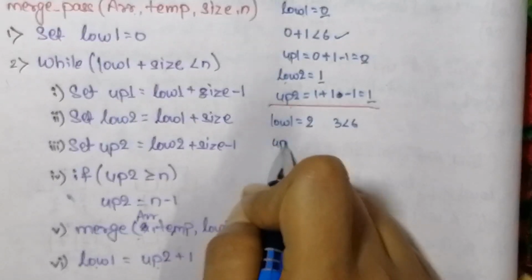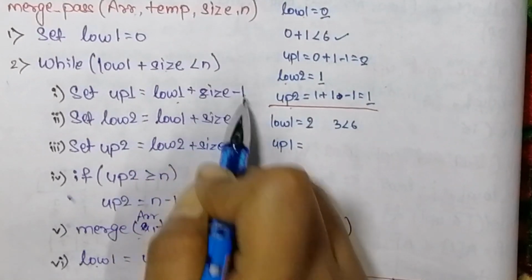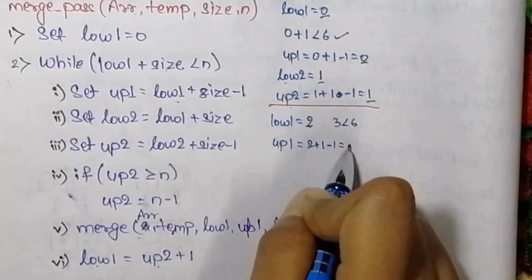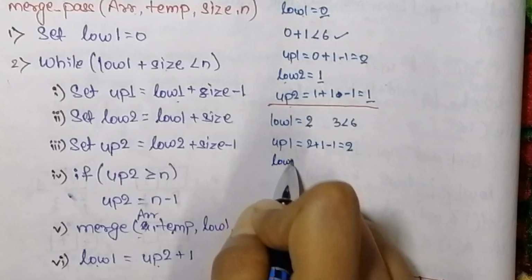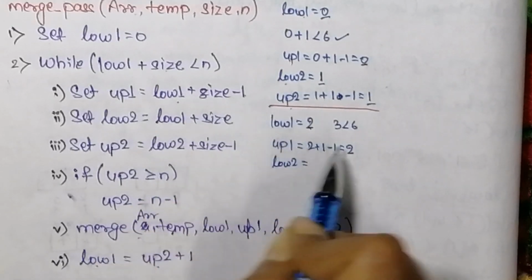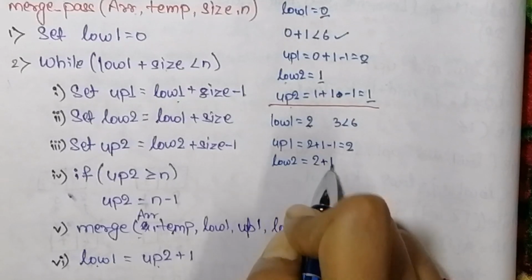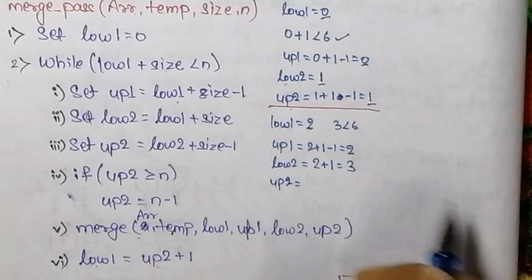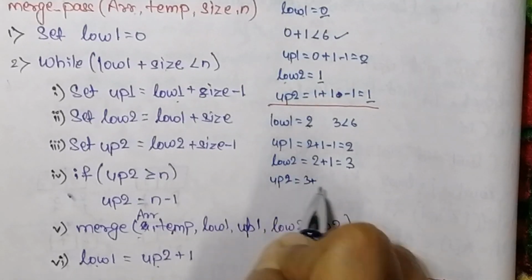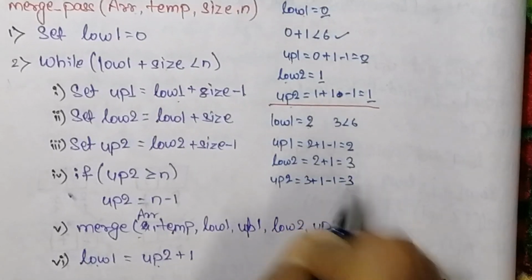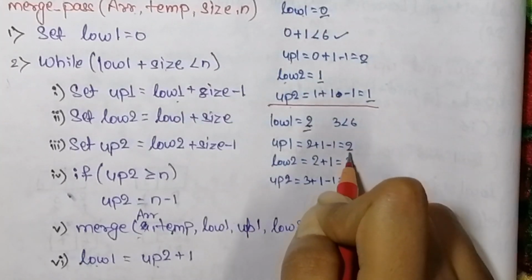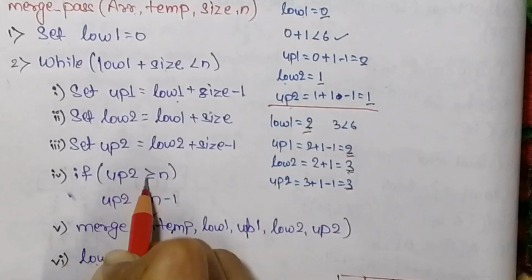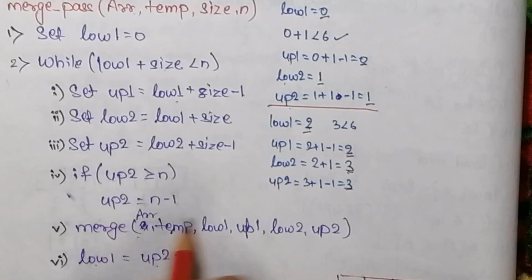So we will set up1 equals to low1 plus size minus 1, that is 2 plus 1 minus 1 equals 2. And low2 will be low1 plus size. The value of low1 is 2 and the value of size is 1, so it will be 3. Similarly, up2 will be low2 plus size minus 1, that is 3 plus 1 minus 1, that is 3. So now the value of low1 and up1 is 2 and the value of low2 and up2 is 3. Here up2 is not greater than or equal to n, so we will not execute this one.